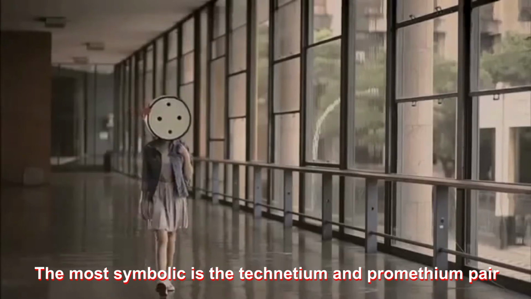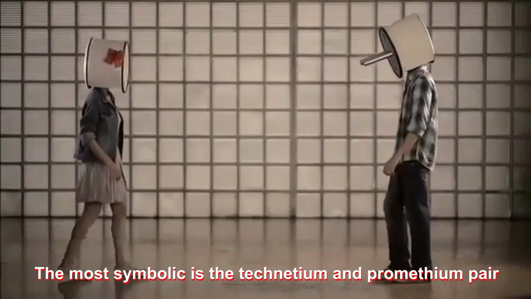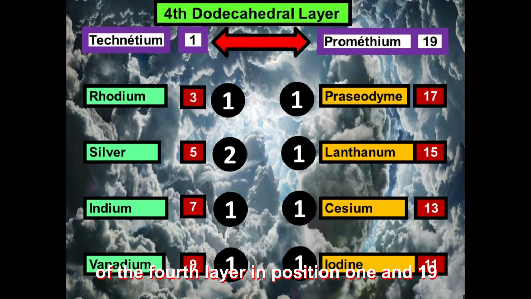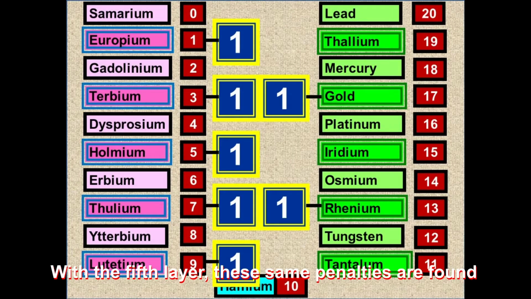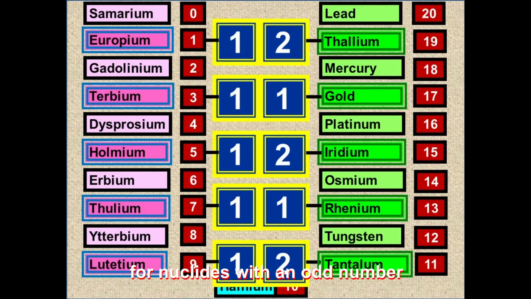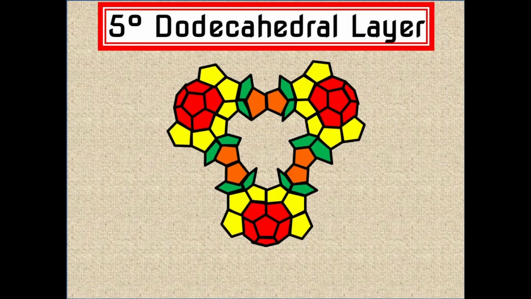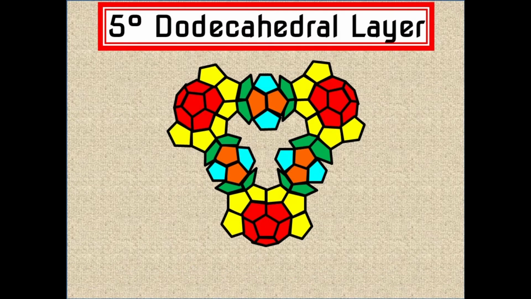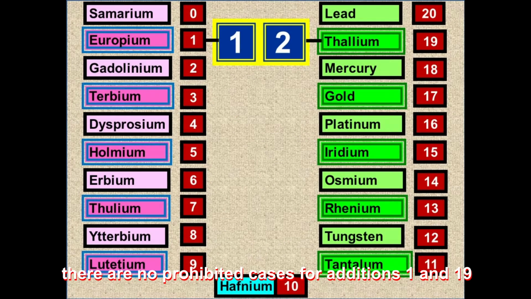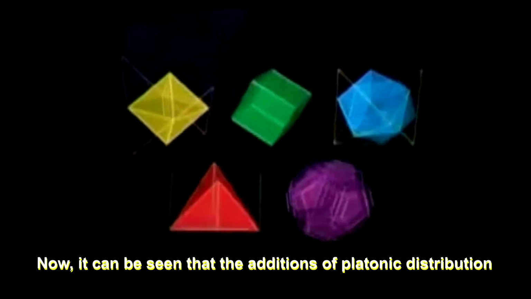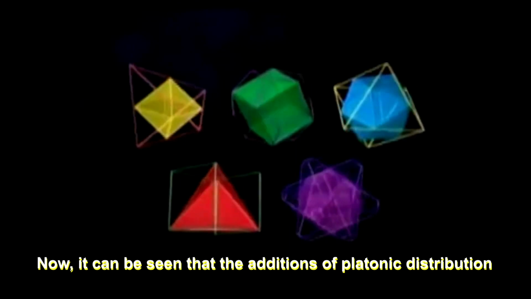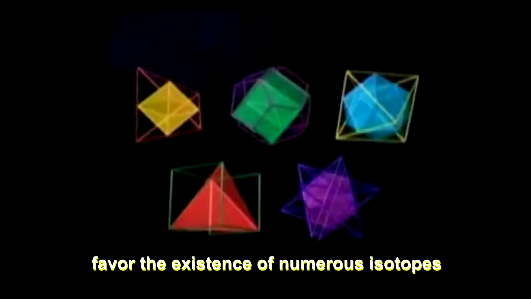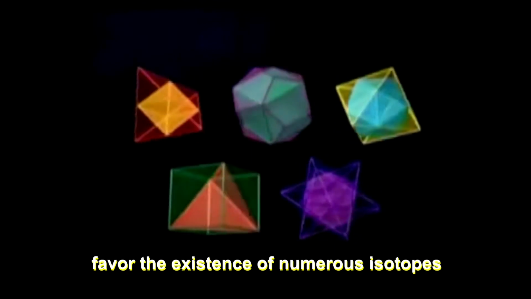The most symbolic is the technetium and promethium pair of the 4th layer in position 1 and 19. With the 5th layer, these same penalties are found for nuclides with an odd number. However, since additions of pentagons are made by pairs, there are no prohibited cases for additions 1 and 19. Now, it can be confirmed that the additions of Platonic distribution favor the existence of numerous isotopes.